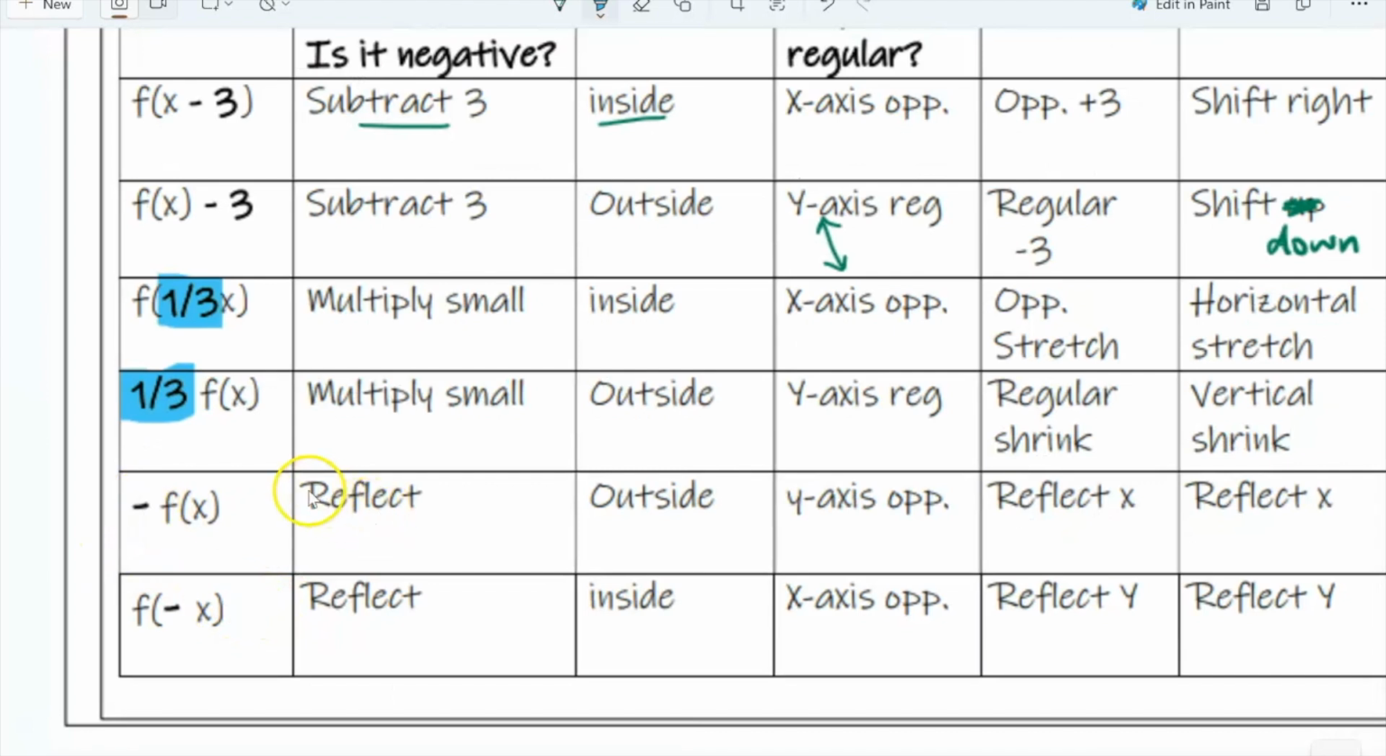Negatives, reflections. So you see they say reflections. You can either have one outside or you can have it inside. It's going to be opposite no matter where you think. So outside is usually Y, right? But it's going to be opposite, so it's going to be reflect over X. Inside is usually X and opposite, but it's going to be opposite. So instead of reflecting over X, you're going to reflect over Y.